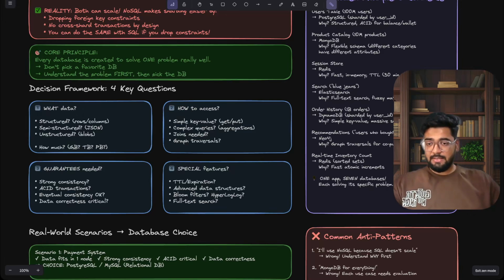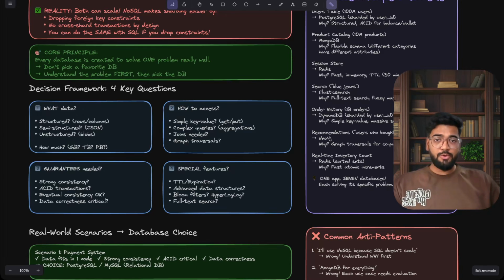So let's discuss the decision framework and key questions that you need to understand. First is what data you are trying to put in your DB. Is it structured, semi-structured, or unstructured, and how much is the data? What is the scale of the data? Is it several GB, or is it terabytes, multiple terabytes? What is the scope of the data that you are going to store?